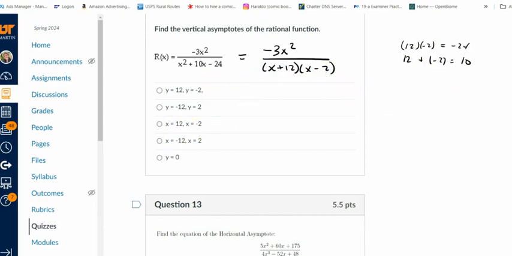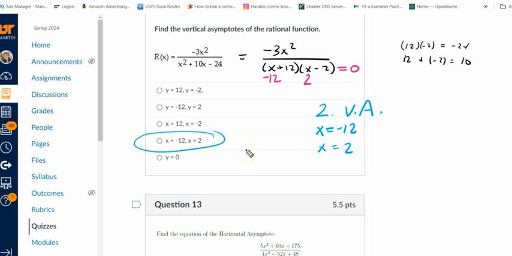Now, vertical asymptotes are found at the zeros of the denominator after any cancellation. There is no cancellation here. Now, what will make the denominator equal to 0? Well, if x is negative 12 or if x is equal to 2. So there are two vertical asymptotes. Their equations are the vertical line x equals negative 12 and the vertical line x equals 2.